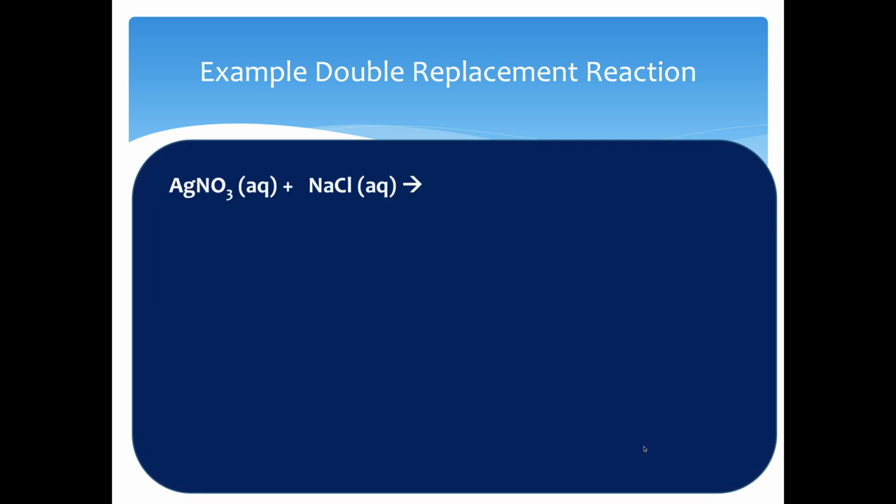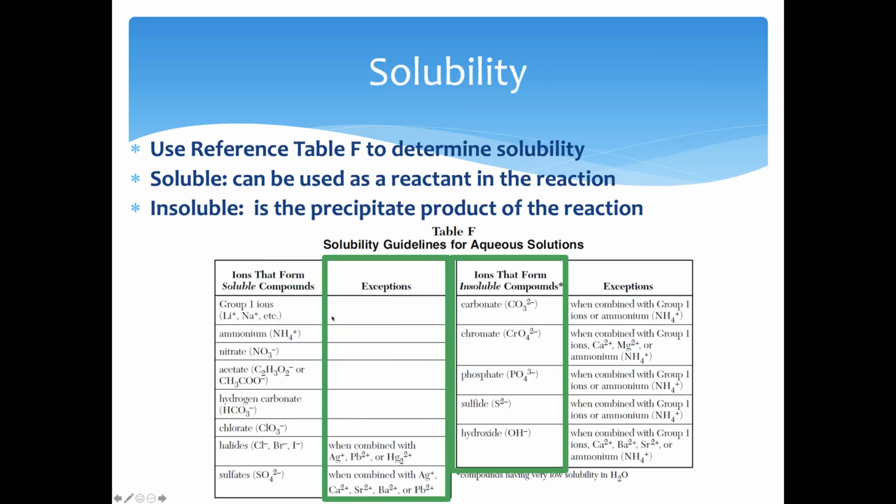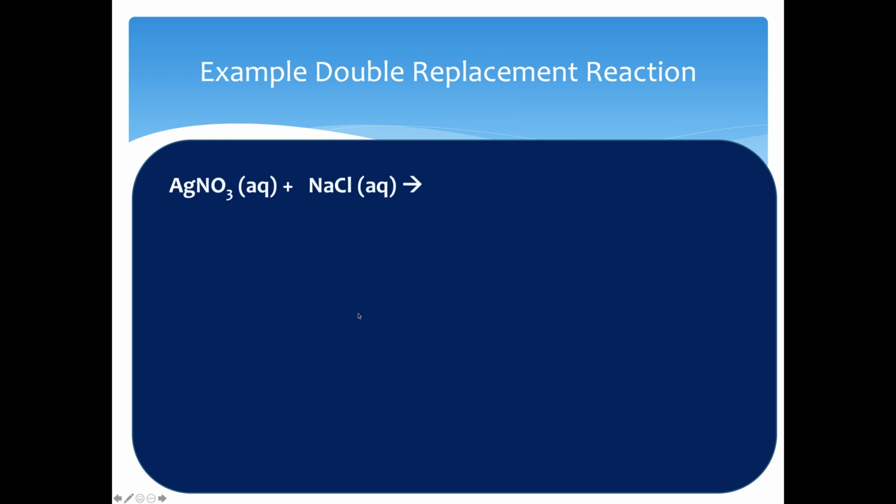In this example, silver nitrate and sodium chloride, well, let's see. Nitrate is soluble all the time, so sodium nitrate will be soluble. Silver nitrate will be soluble. Sodium is always soluble, so sodium chloride will be soluble. So there we go, silver nitrate plus sodium chloride.